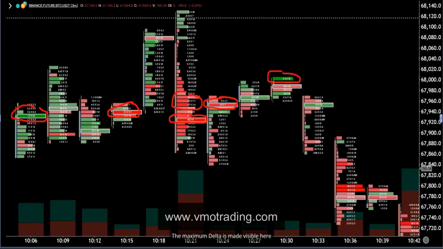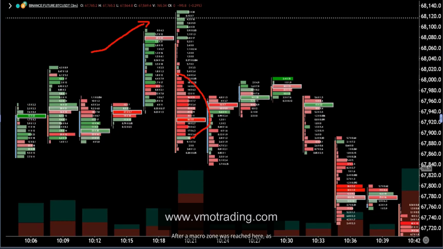The maximum delta is made visible here through the deep intensity of the colors. This facilitates a quick analysis even without having to look at individual footprint numbers.